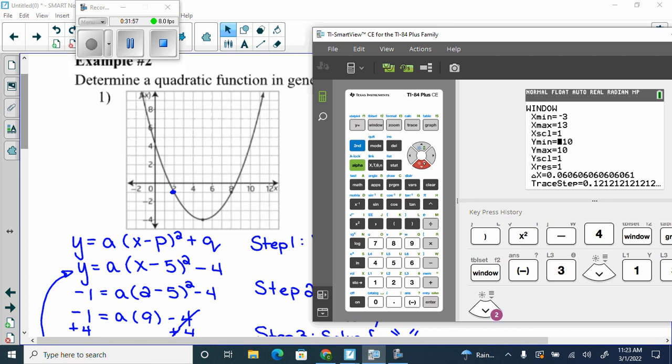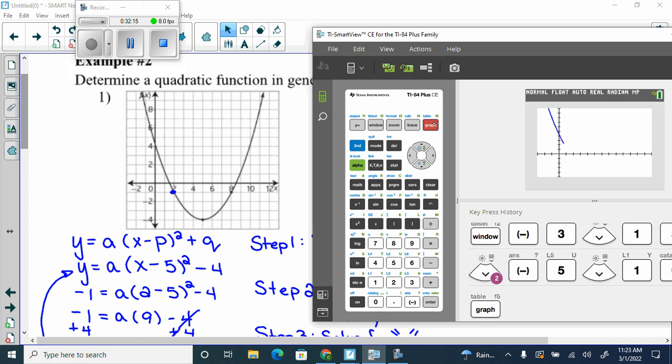What's my y minimum? Negative 5. What's my y maximum? Looks like 10. And what's it go up by? 1s. So now I press graph. Does it match it? Certainly looks like it, doesn't it?